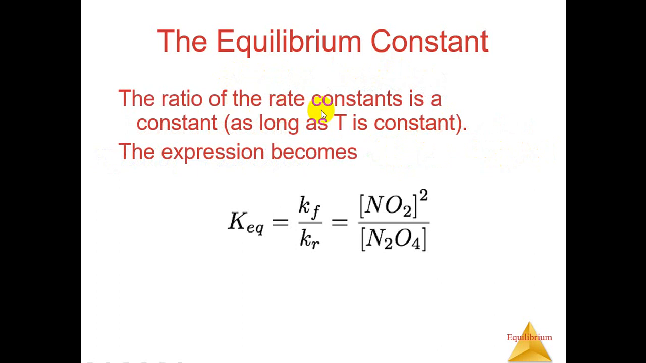The ratio of the rate constants is a constant as long as temperature is constant. Before we can consider the rate constant, we have to keep temperature, which is T, at a constant value. The expression now becomes K equilibrium is equal to the constant for the forward reaction over the constant for the reverse reaction, all being equal to the NO2 concentration raised to the power 2, the bracket means concentration, over the concentration of N2O4.